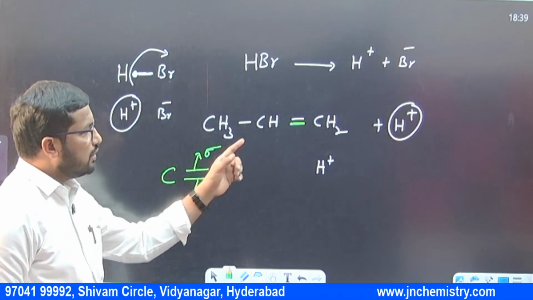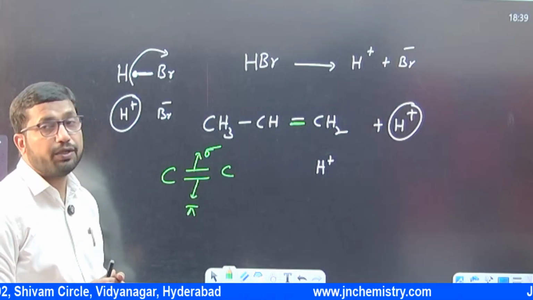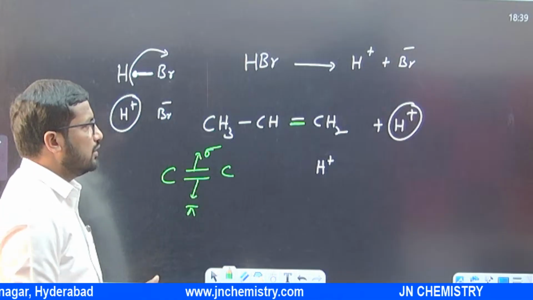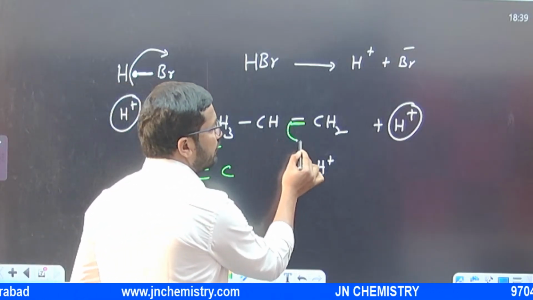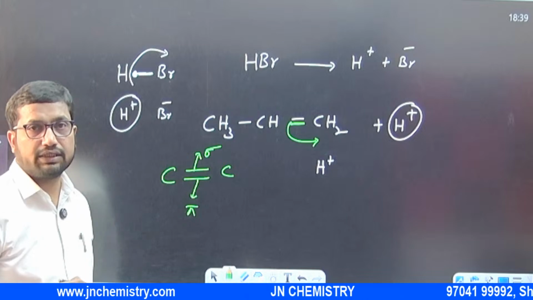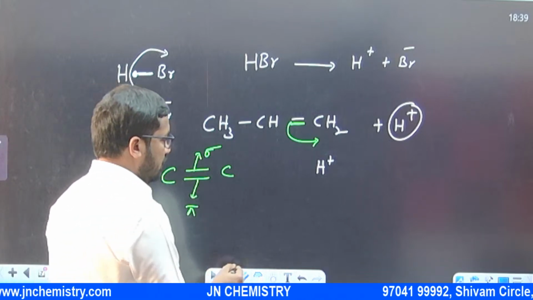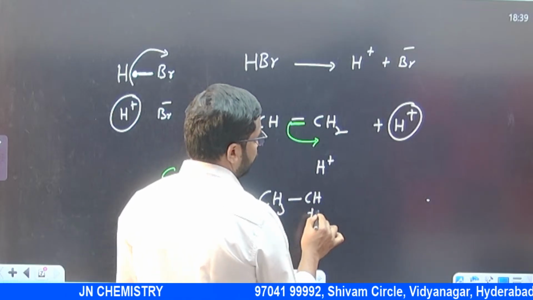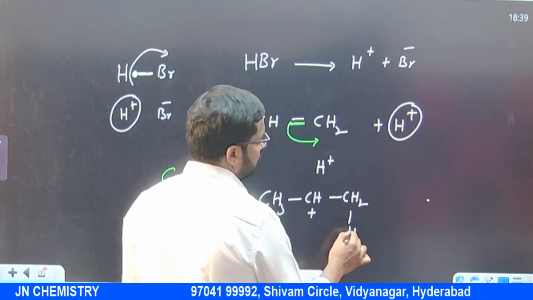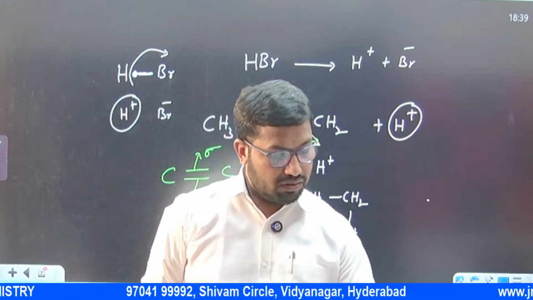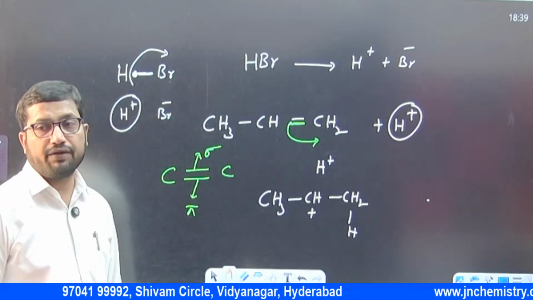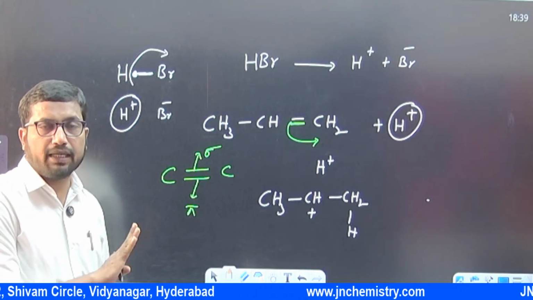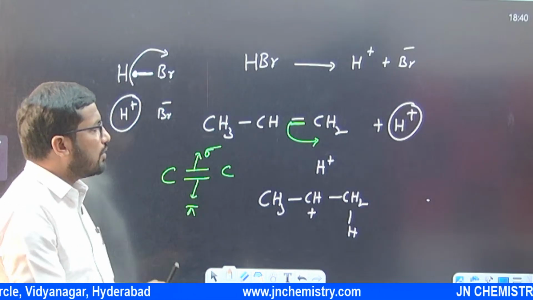So when sigma and pi are both there, which bond is breaking? Which is weak? Pi. So the pi bond undergoes which type of cleavage? Heterolytic cleavage takes place, right? Now CH3, CH with the positive charge, CH2H, right? Clear, everyone? Got it? I'm just speaking about how the bond is breaking and how the carbocation is forming.